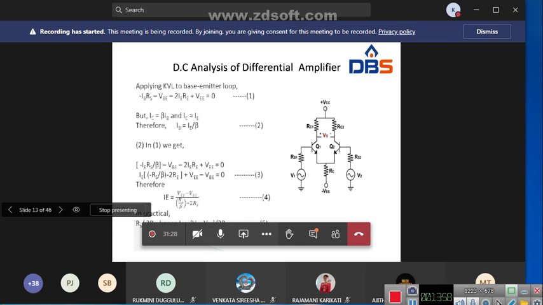Right? So we are substituting this IB equation in equation 1. Take IE common, then we will get minus RS by beta minus 2RE plus VEE minus VBE equal to 0. So from this we can write IE equal to VEE minus VBE by (RS by beta minus 2RE).